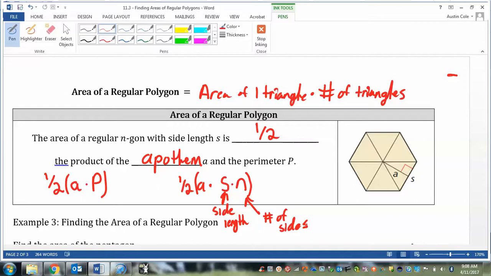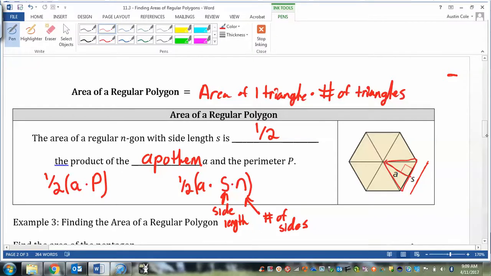Guys, up at the top, Mr. Wentz said the area of one triangle times the number of triangles. I want you to understand. If I were to find the area of this triangle right here, well, we just said it's 1/2 the base times the height. What's the base of this triangle? s. What's the height of the triangle? A. So it's 1/2 s times A, times however many triangles there are, and that's n. So that's kind of where this formula comes from. We're going to find the area of one triangle, and we're going to multiply it by the number of triangles inside that polygon.